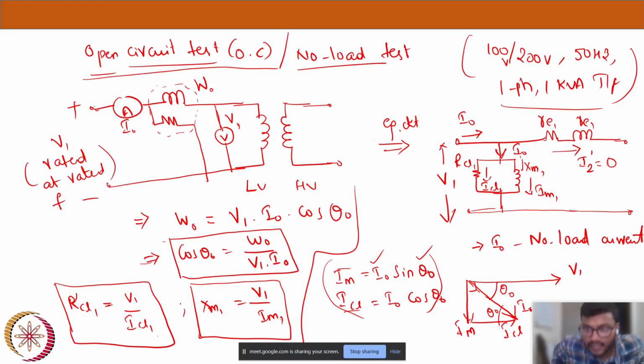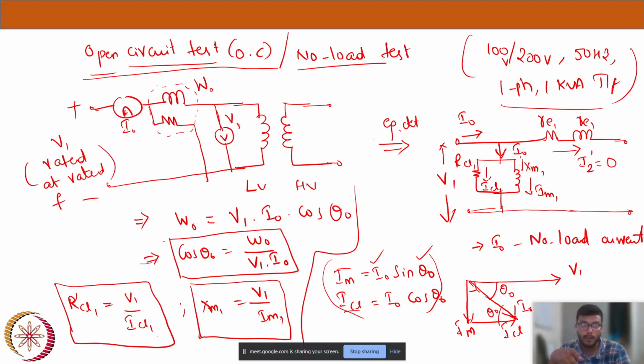So we have conducted the open circuit test on a transformer where we have open circuited the high voltage side, and we have placed all our measurement instruments on the LV side, that is the ammeter, wattmeter and voltmeter. We have given rated voltage here, and we will see some current flow, that is only the no load current. We can say that this no load current will be around 2 to 5% of the rated current.